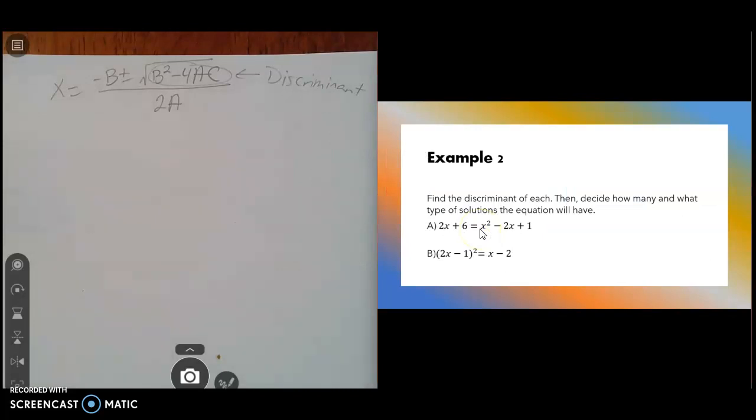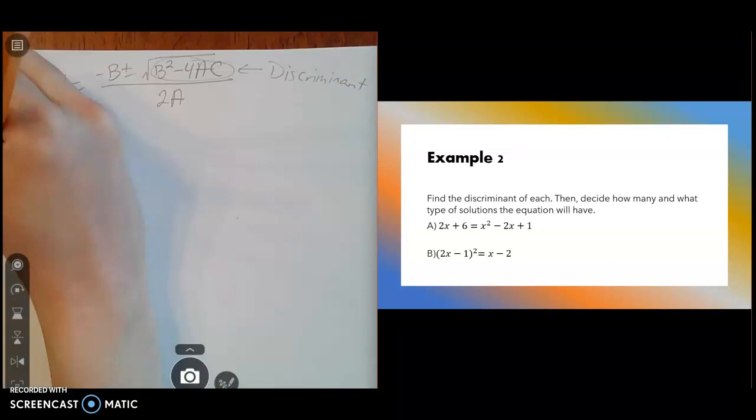So what I'm going to ask you guys to do is not solve everything. I just want to find the discriminant of each one, and then we're going to decide how many solutions we're going to have and what type of solutions the equation will have. That's all we want to know, is what kind of answers am I going to get and how many answers. Okay?